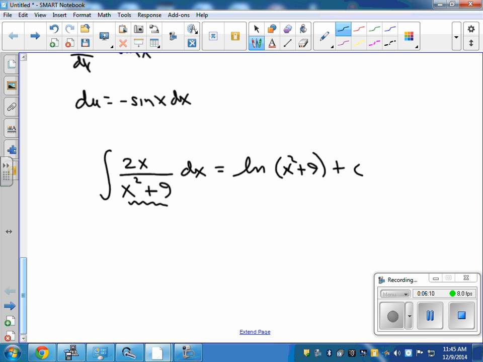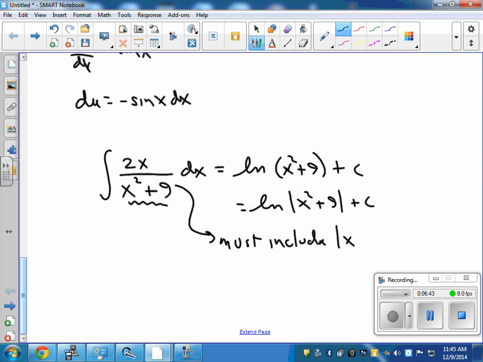It wouldn't be technically wrong to write it with absolute values, but you would never see that on the exam. If this were a multiple choice question, no choices would have absolute values around x squared plus 9. It won't be a free response, it'll be multiple choice. Or maybe it'd be a true-false question. True-false: this antiderivative must include the absolute value of x squared plus 9. True or false? False. It doesn't have to include the absolute value of x squared plus 9.